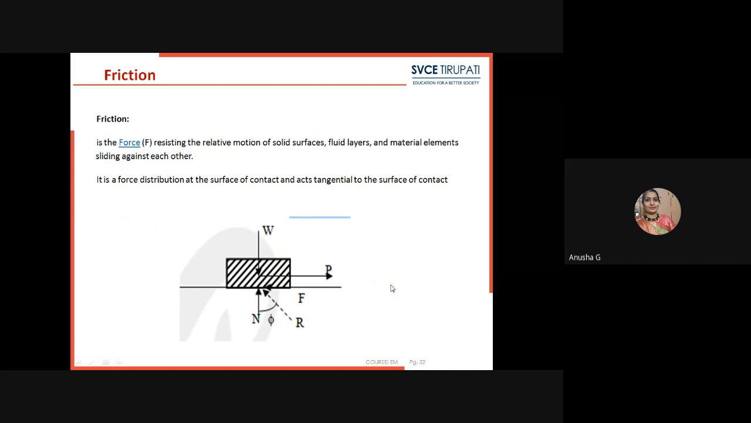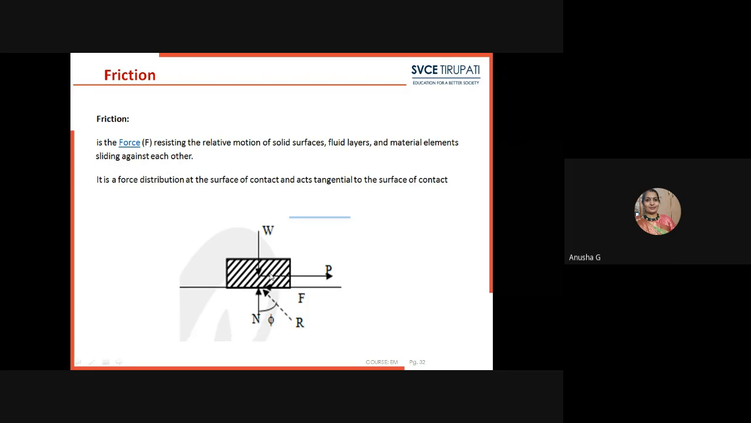Now, another topic to observe. Up to now we considered only forces and force systems. Now we'll see friction. What is meant by friction? Every body has friction. Whatever force we apply, the force that opposes and resists it is called friction. Friction is a force that resists the relative motion of solid bodies, fluid layers and material elements sliding against each other.